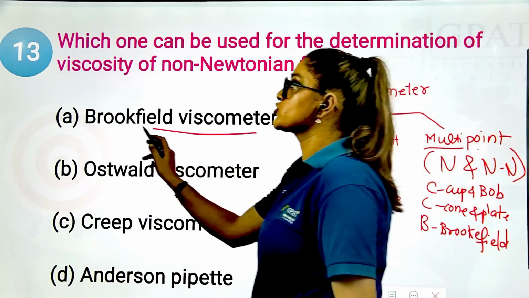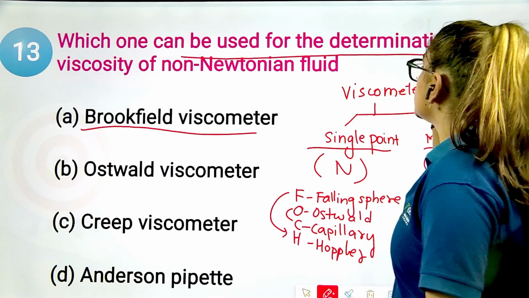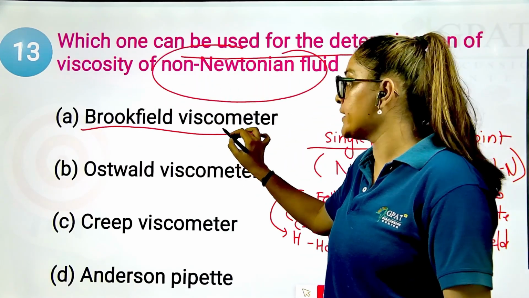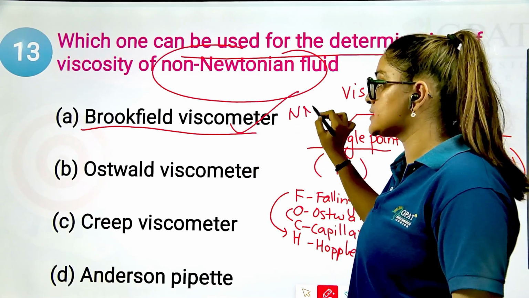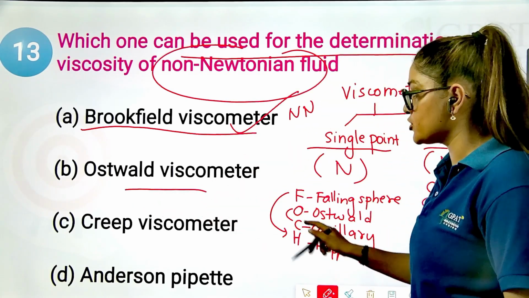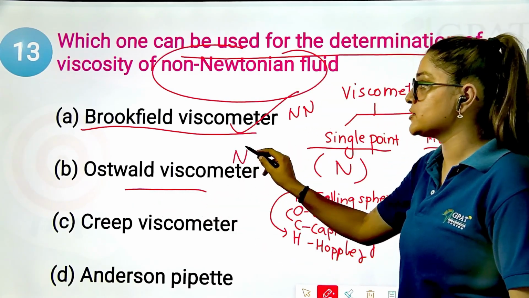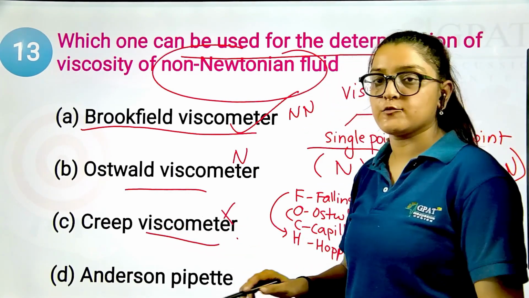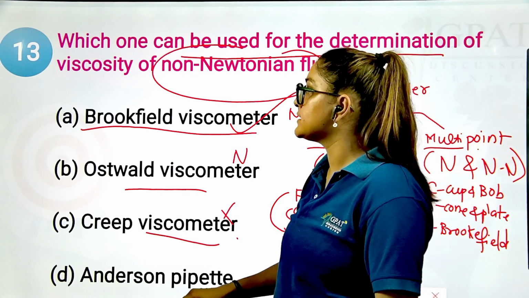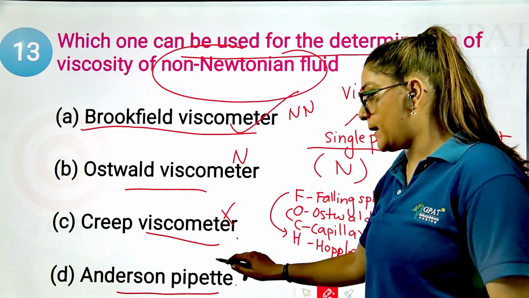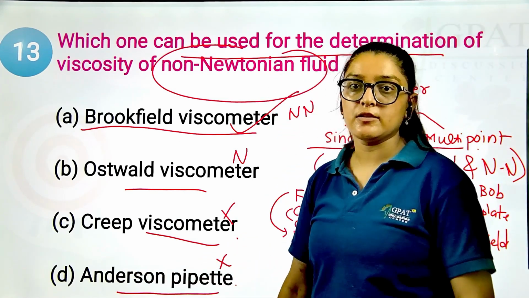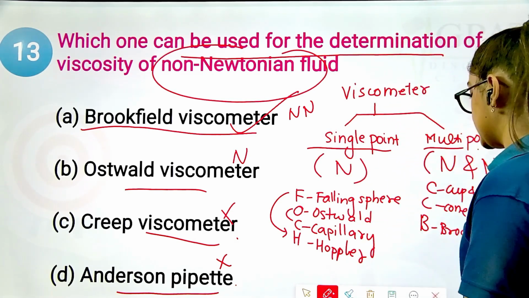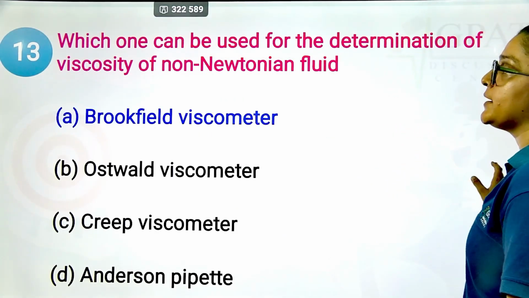Which of the following is used for the determination of a non-Newtonian system? Brookfield comes under the multi-point, so it is for the non-Newtonian system. Oswald viscometer, FOCH, is for the single point, that means only Newtonian system. Creep viscometer is not applicable here, it is for the viscoelastic fluids. Then Anderson pipette is based on the sedimentation method, that is for the particle size determination. So I think we have our correct answer as option A.